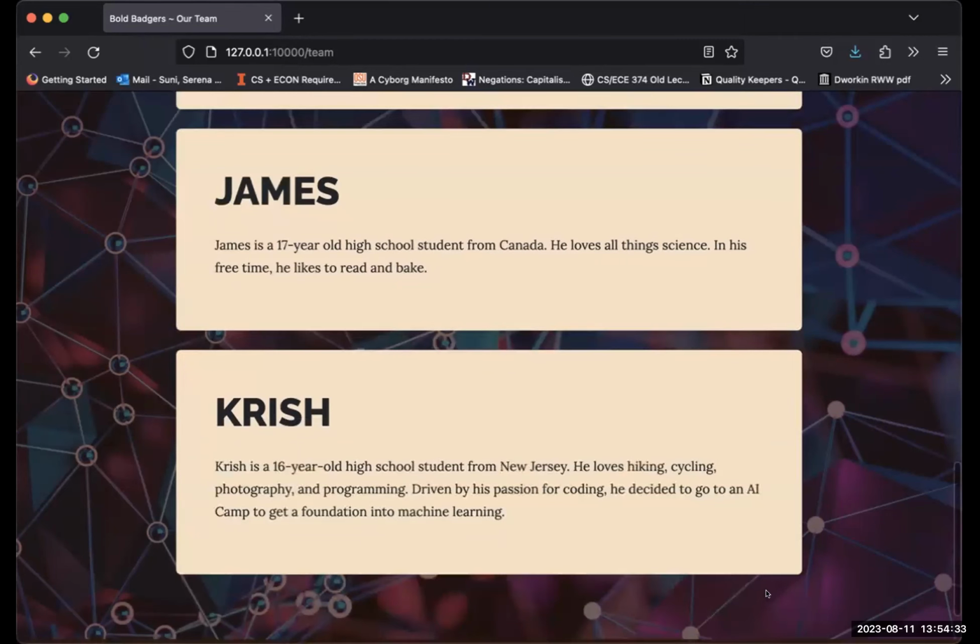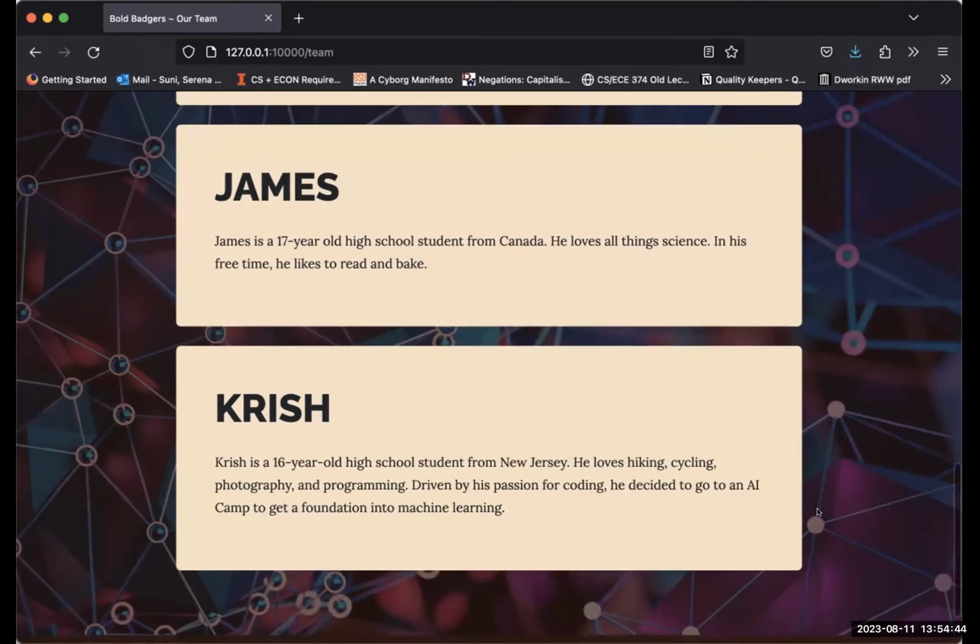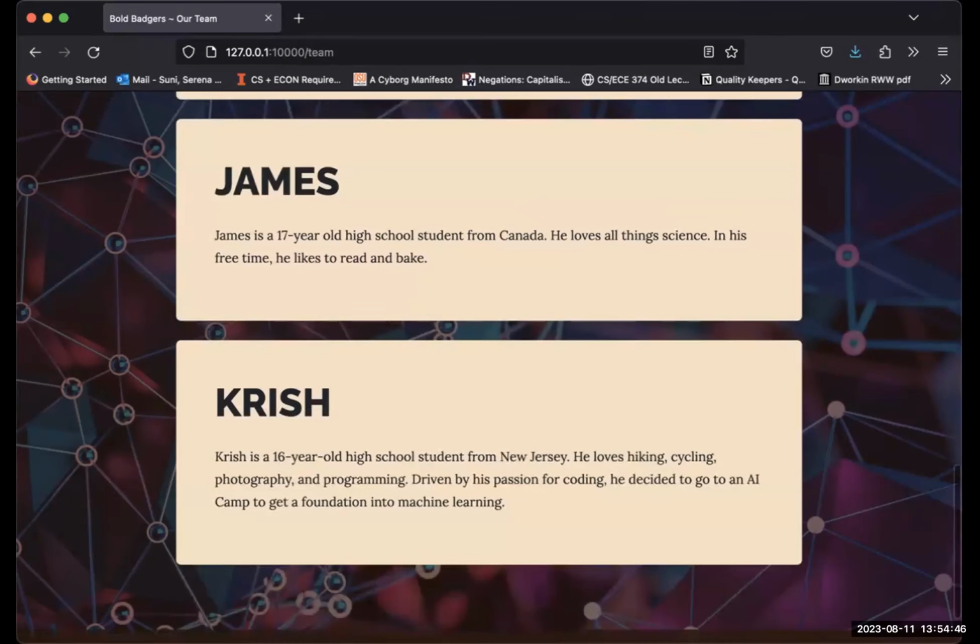Hi, I'm James. I'm really regretting writing this in third person. So I'm from Canada. I love all things science. The main reason I joined this camp is so I could get tools to do more research. And in my free time, I like to read things and bake.